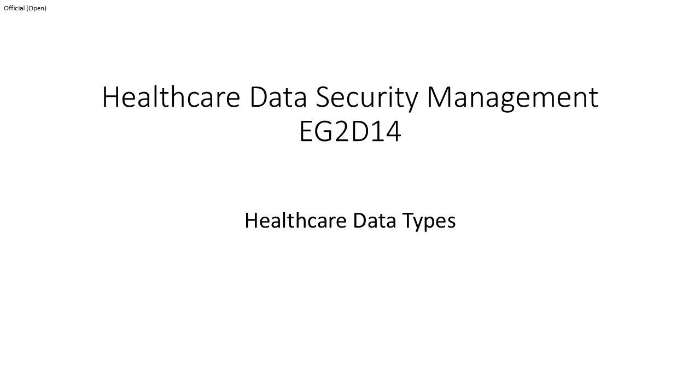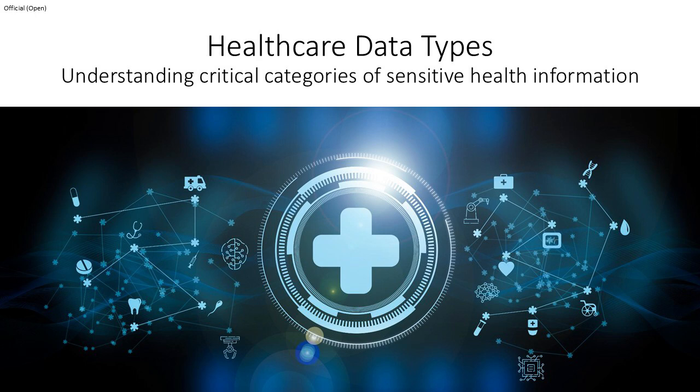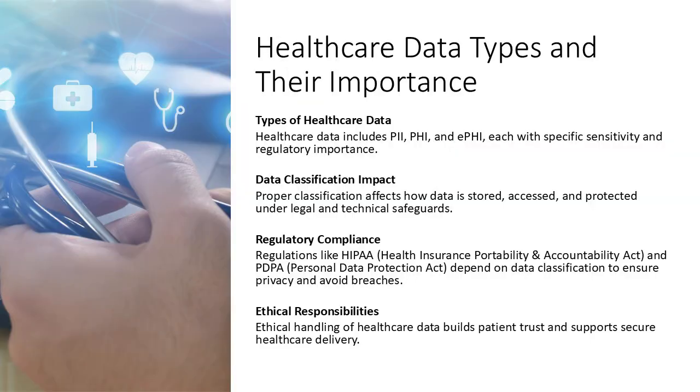Healthcare data types. This session introduces critical categories of sensitive health information. Understanding these categories is important in the management of healthcare data security. There are three key healthcare data types: PI, PHI, and EPHI, each with specific sensitivity and regulatory importance. Proper classification of healthcare data affects how data is stored, accessed, and protected under legal and technical safeguards.